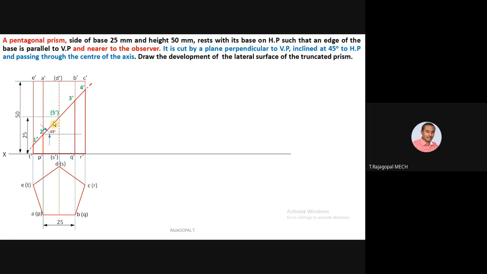So up to this, you may be very familiar from section of solids, unit 3. Now we are going to start development. Can anyone say what is the procedure for development of a prism? What's the next step we have to do?